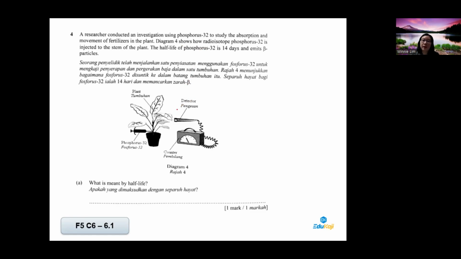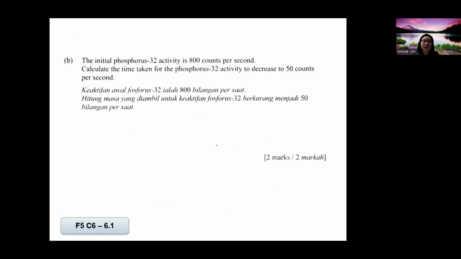First, they normally like to ask for a definition most of the time. The first one is under the concept of knowledge. So what is the meaning of half-life? Half-life is the time taken. The keyword is time taken for half of the nucleus, or you can replace nucleus with the activity of the radioactive material, to decay. Half of the material or half of the activity to decay.